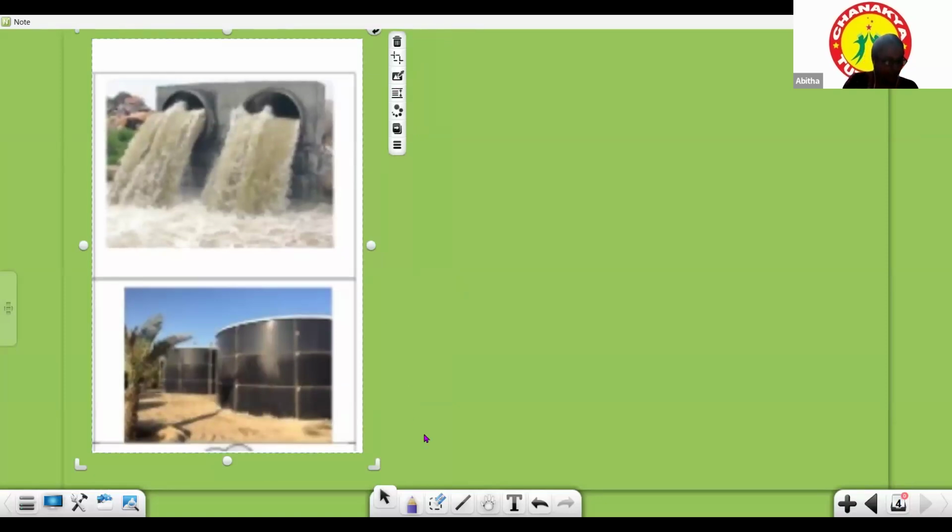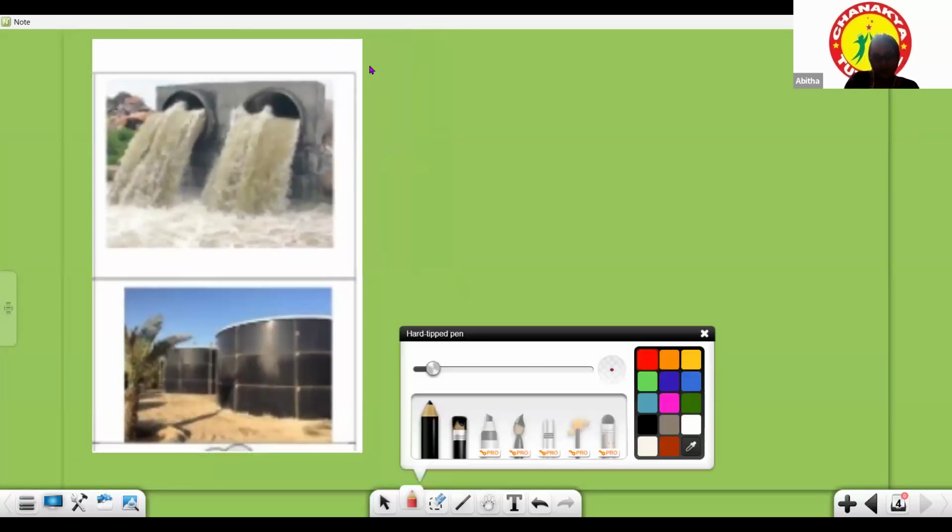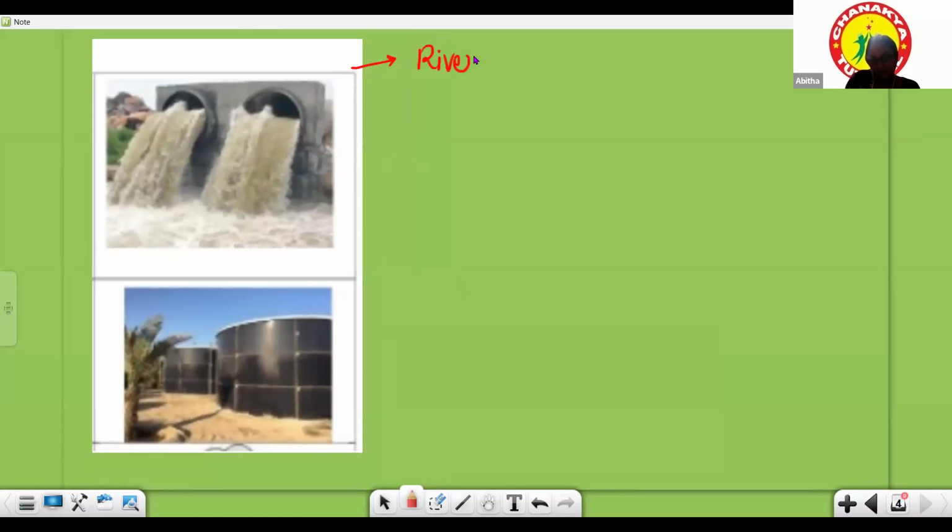Can you see this? The first one is going to be river lift system. So what is river lift system? This is the method where canal flow is insufficient or irregular due to insufficient reservoir. Here water is directly drawn from the rivers for supplementing irrigation in areas, and it is supplied to the crop.